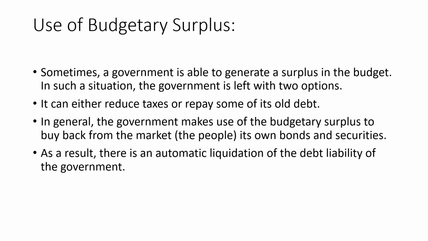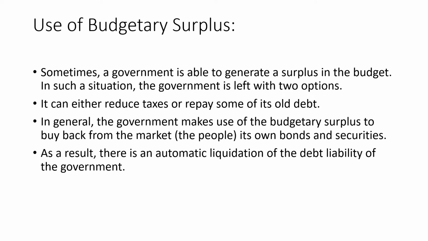Now, what is budgetary surplus? Budgetary surplus is considered to be another method used by the government to redeem its public debt. Sometimes a government is able to generate a surplus in the budget, whereas in some other cases the government is making a deficit in the budget. Taking the first case, when the government is able to make a surplus in the budget, this situation is known as budgetary surplus. This surplus is used by the government to repay its loans. In such a situation, the government is left with two options. It can either reduce its taxes or repay some of its old debt. These are the two options.